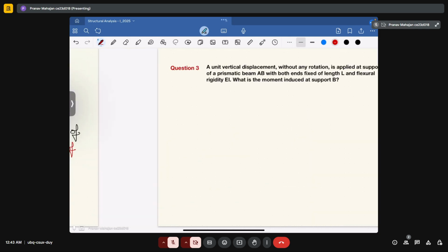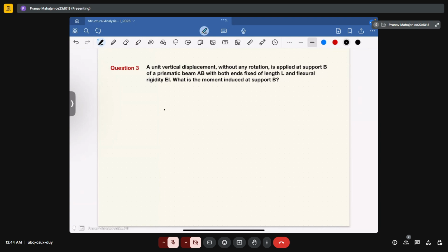So your next question is, when a vertical displacement without any rotation is applied at support B of a prismatic beam with both ends fixed of length L and flexural rigidity I, what is the moment induced at the support B? Okay, so the question is telling you to provide a unit vertical displacement at the support B without providing any rotation. So let me first draw the beam. So how it will look like?